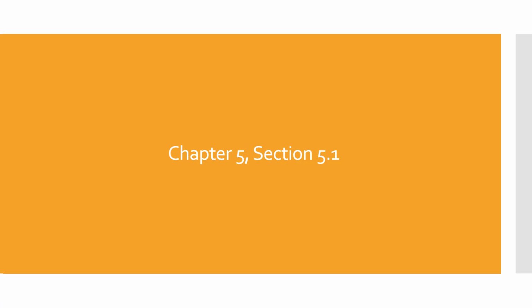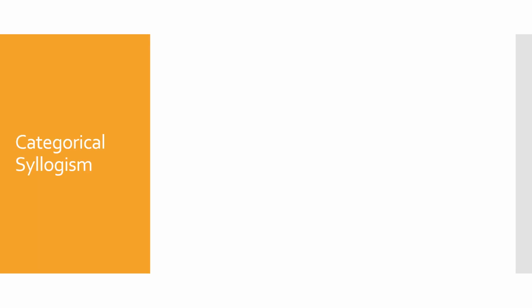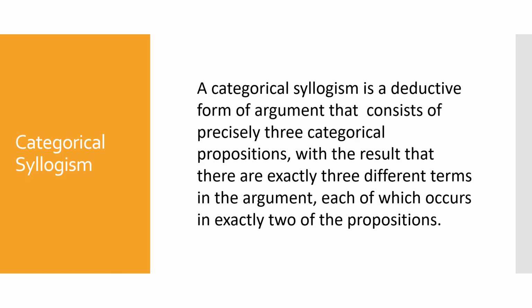So in this video, and really in this section of the book, what we're actually doing is moving on to deal with categorical syllogisms. And our primary concern here is how to get a categorical syllogism into standard form. So let's start by defining a categorical syllogism in very clear and explicit terms. A categorical syllogism is a deductive form of argument that consists of precisely 3 categorical propositions in standard form, with the result that there are exactly 3 different terms in the argument as a whole, each of which occurs in exactly 2 of the propositions.